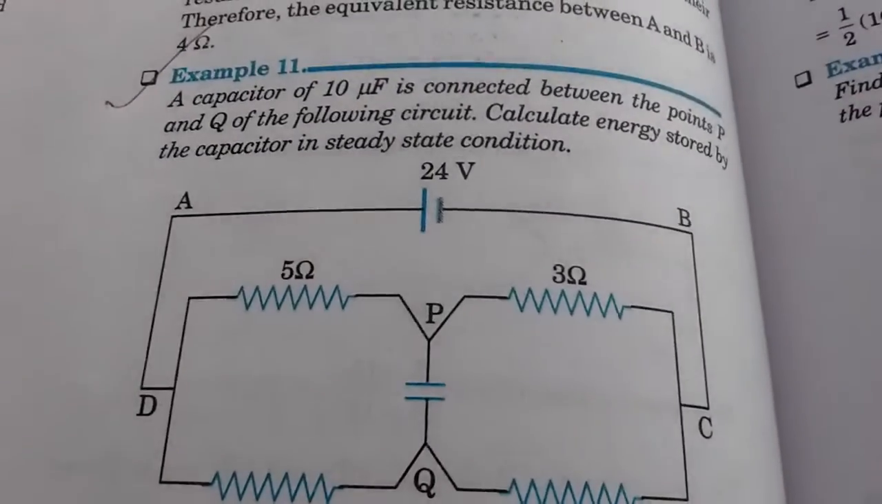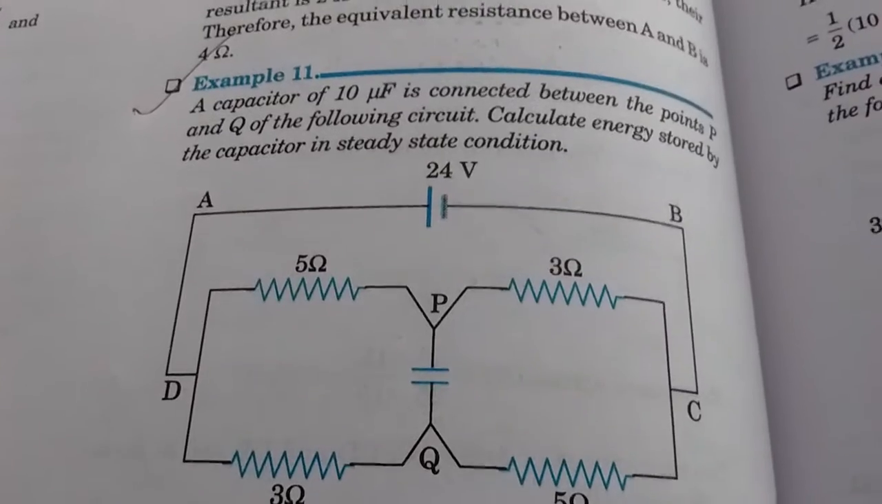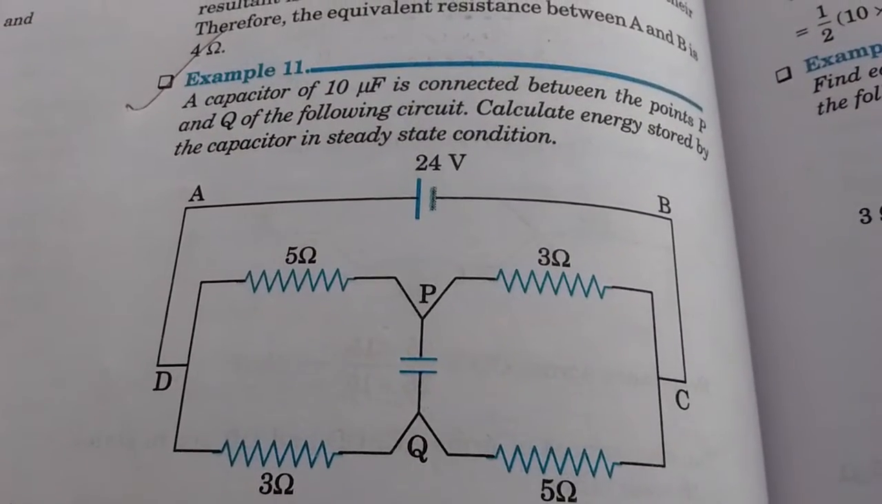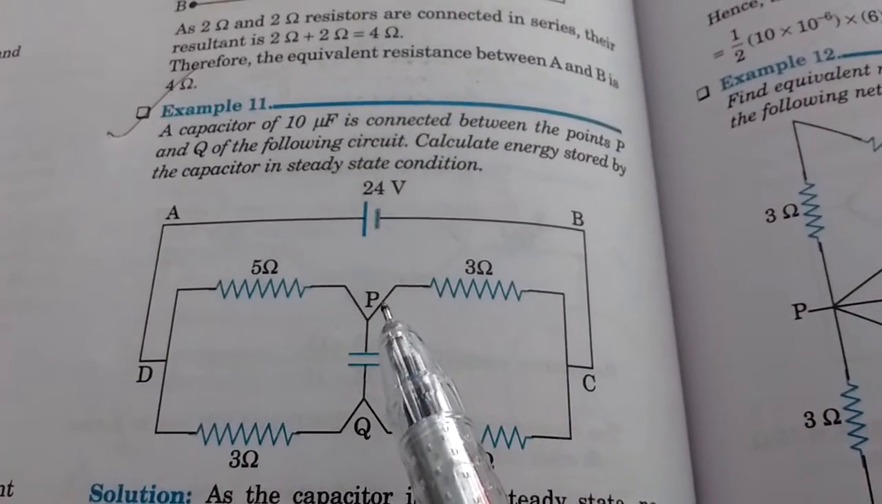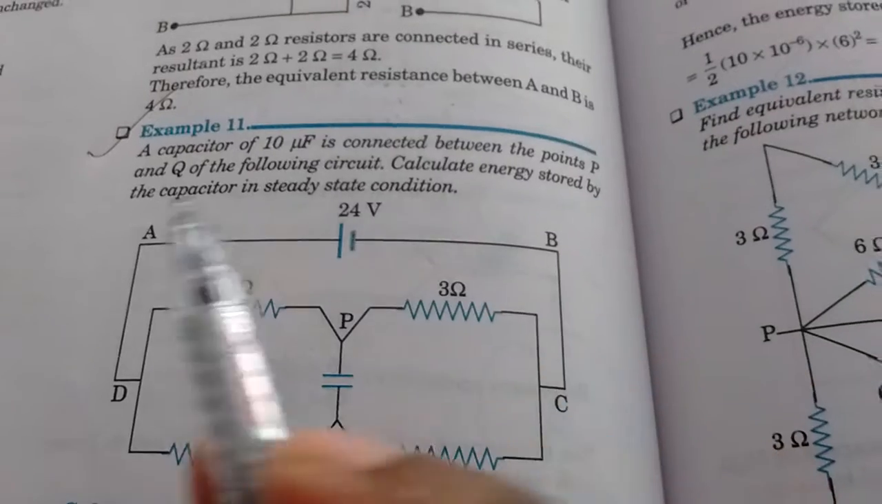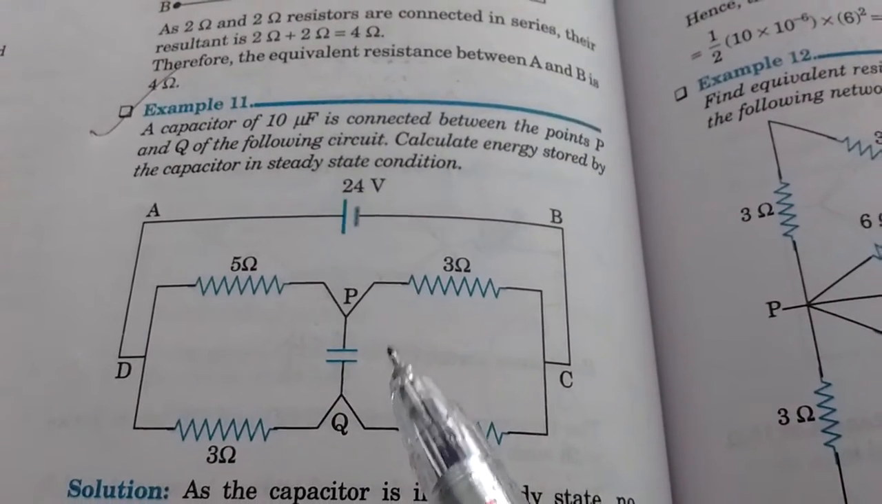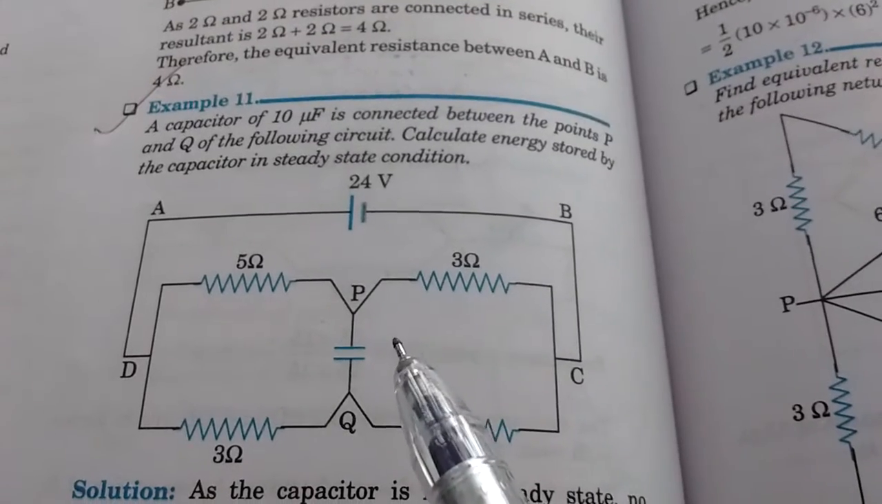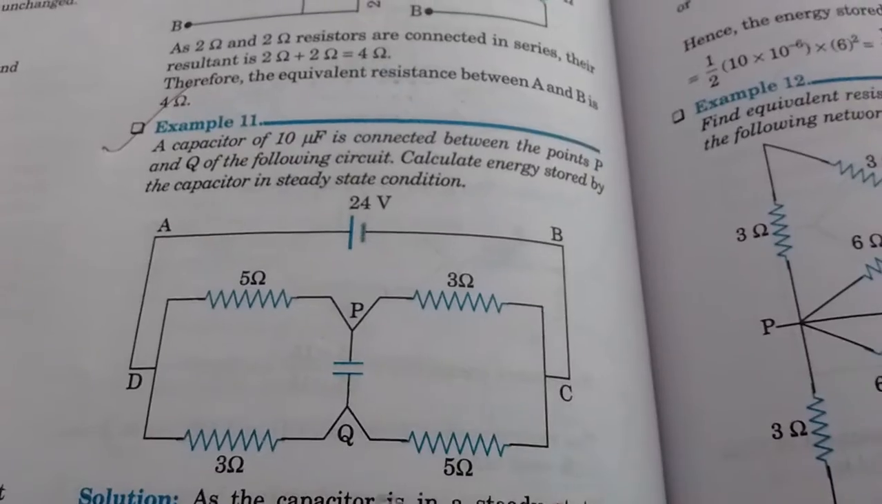This is another numerical. A capacitor of 10 microfarad is connected between the points P and Q of the following circuit. Calculate the energy stored by the capacitor in steady state condition. Here is the connection. We want to find out the energy stored by the capacitor in steady state condition.